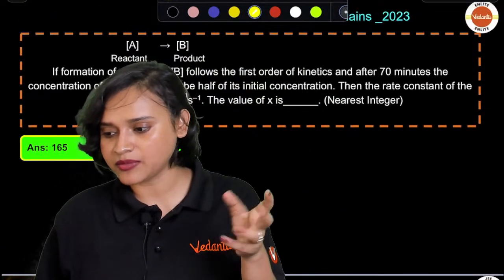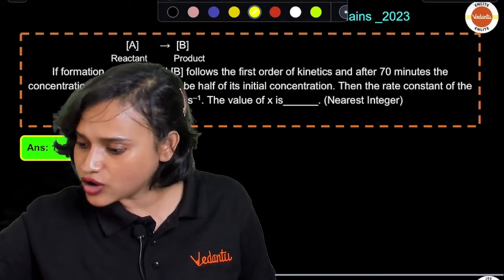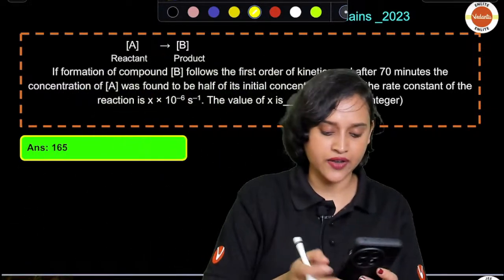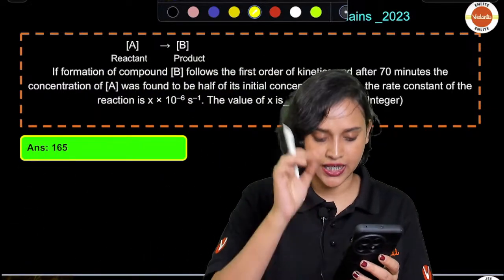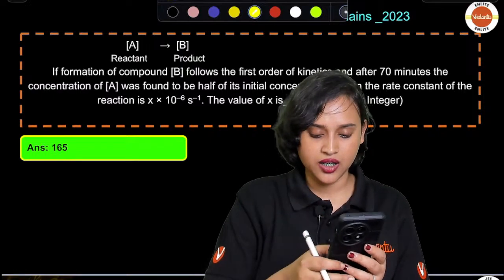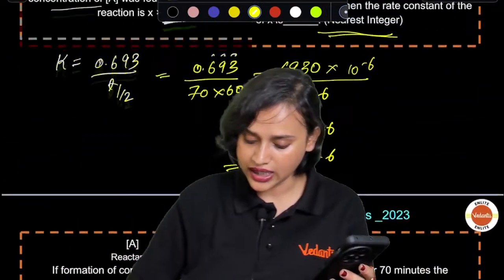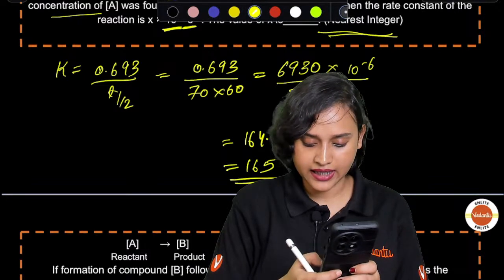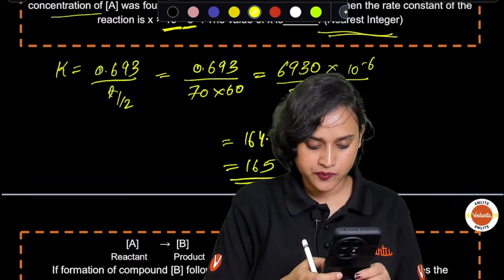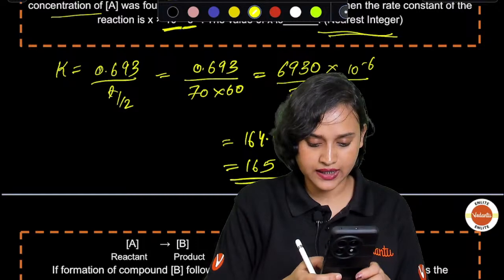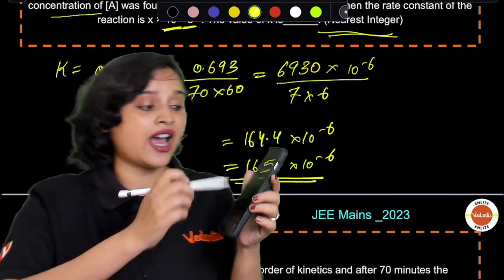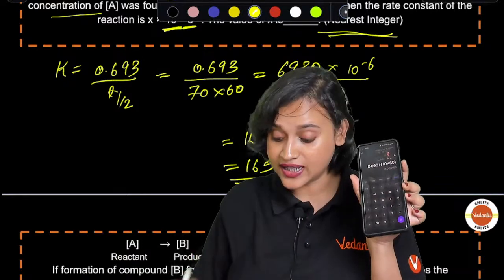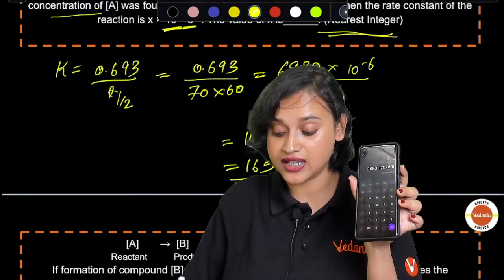So maybe there was some calculation difference. Let me calculate it in my calculator once. It was 0.693 divided by 70 into 60. Even when I am calculating, it is coming as 165. So that is why 165 is the answer.